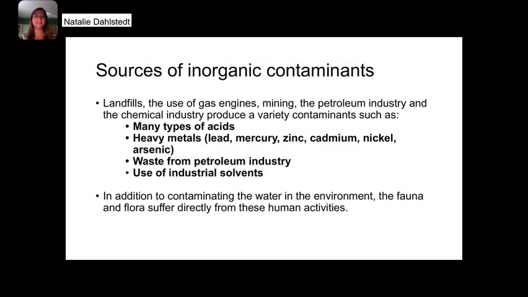Looking at sources of inorganic contaminants now, we will find them in landfills, with the use of gas engines, and in mining. The petroleum industry as well, and the chemical industry, will produce a variety of contaminants such as different types of acids, many different types of heavy metals, the waste formed by the petroleum industry, and the use of industrial solvent, all of which are considered to be inorganic contaminants. In addition to contaminating the water in the environment, the fauna and flora suffer directly from these human activities.